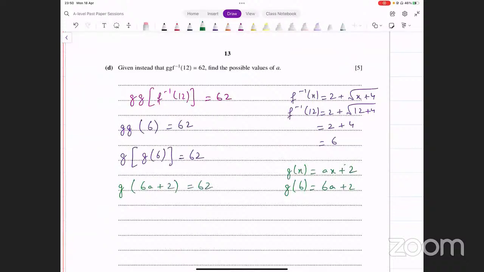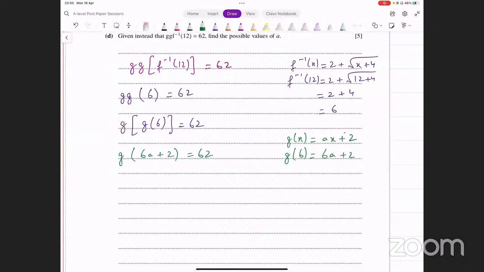Now let's evaluate G of 6a plus 2. Right here. Inside the G function, what do we input in place of x? We input 6a plus 2. So we have a into 6a plus 2 equals 62. What we have done is input 6a plus 2 in place of x inside this function. And this is what we get.